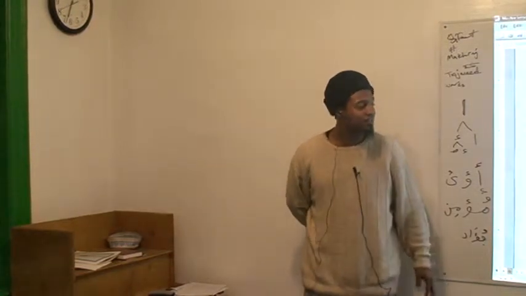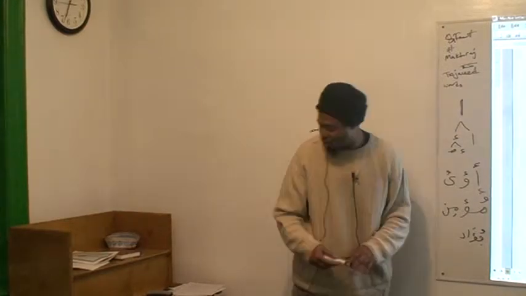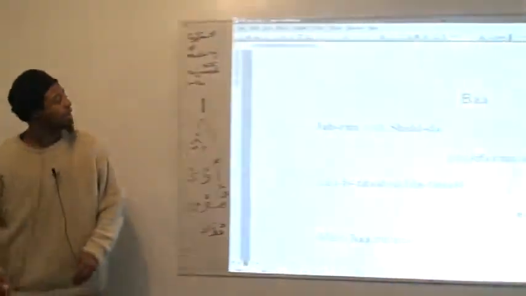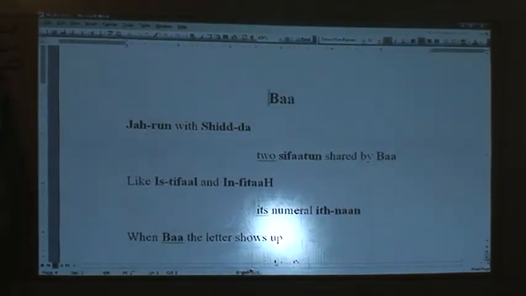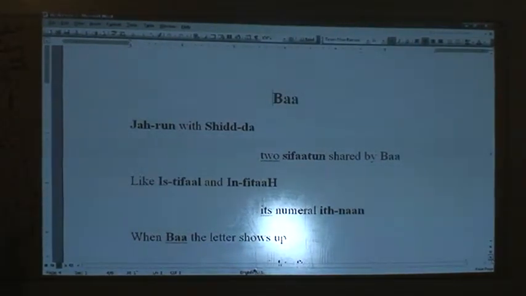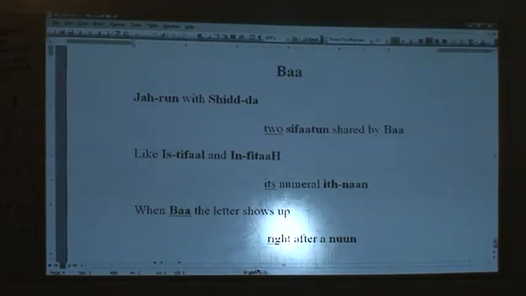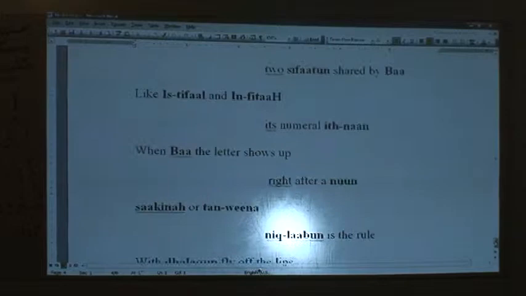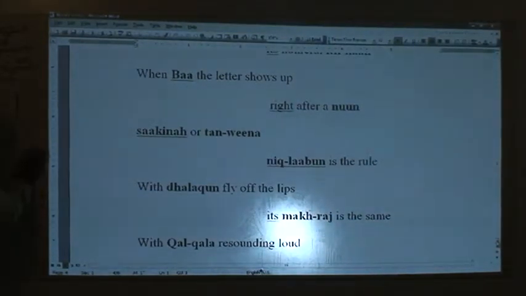Okay, the next word is ba. Ba is the second letter in the word abjad or abu jad, right? Ba. Jahrun wa shiddat, two sifatun shared by ba. Like istifal and infita, it's numeral ithnan. When ba, the letter shows up right after a noon, sakina or tanwiran, iqlabun is the rune, with qalqala resounding loud. Come on, let's hear it.